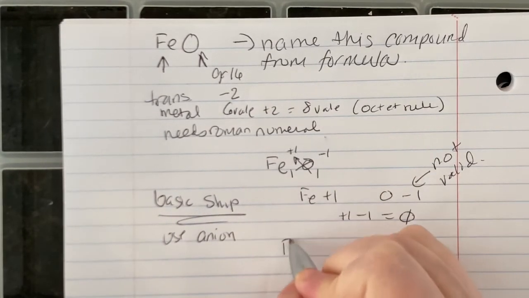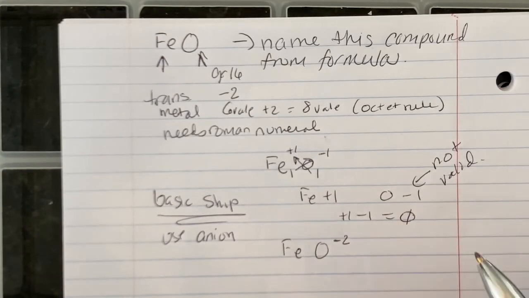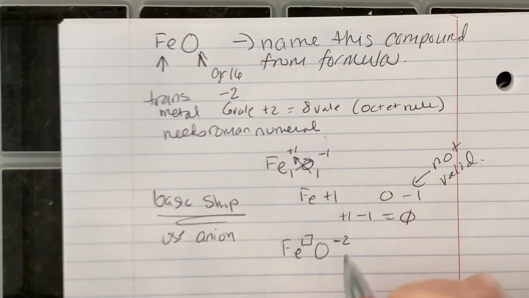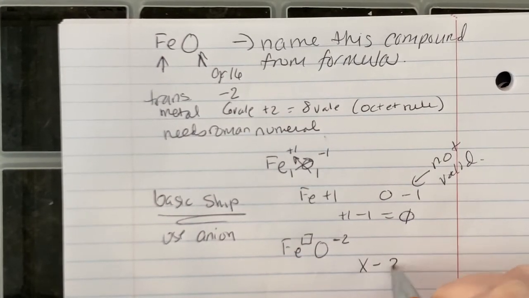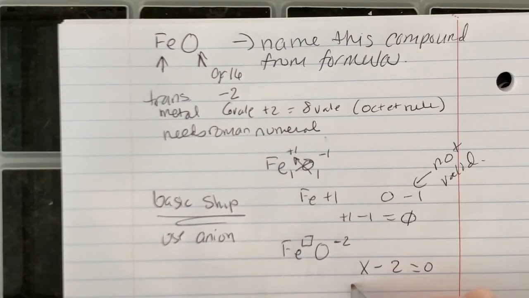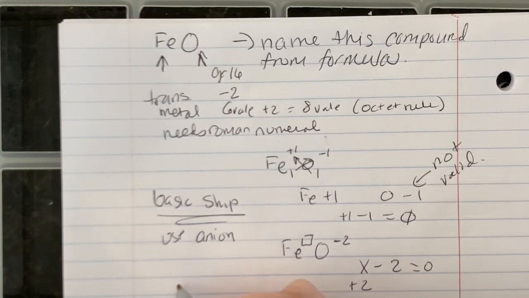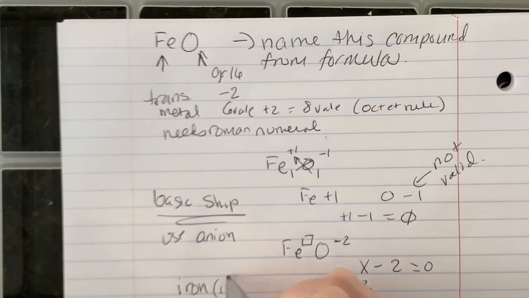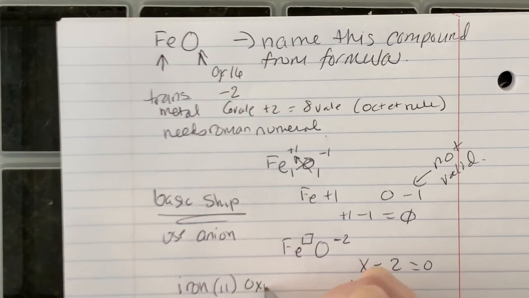If oxygen is a -2, what would go here to balance? X minus 2 equals 0. That X has to be a +2. So it's iron 2 oxide.